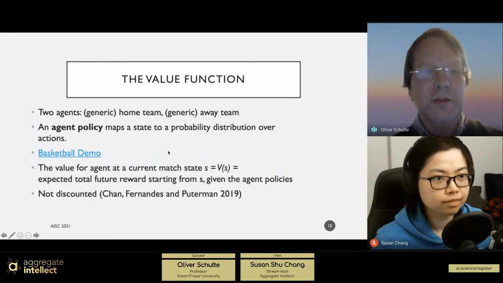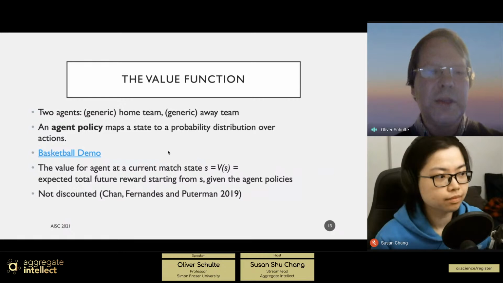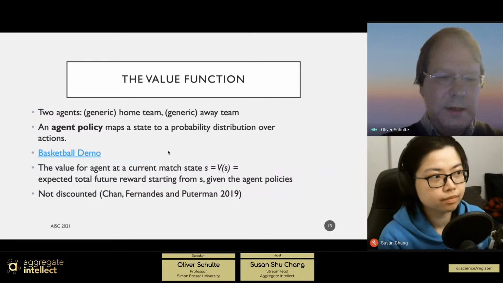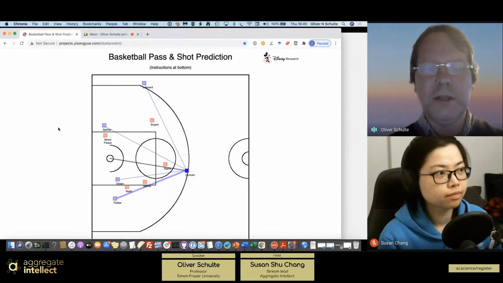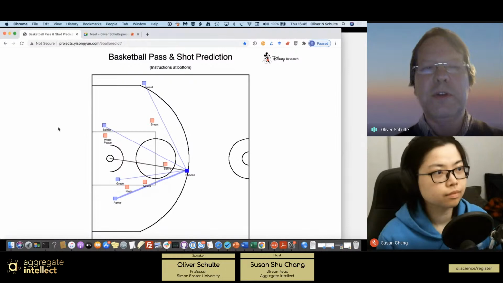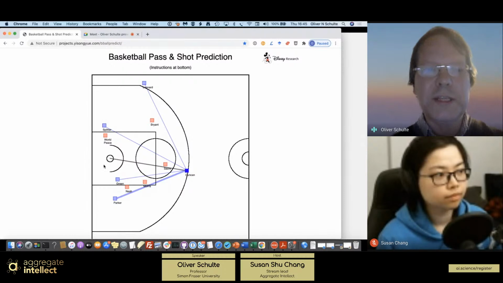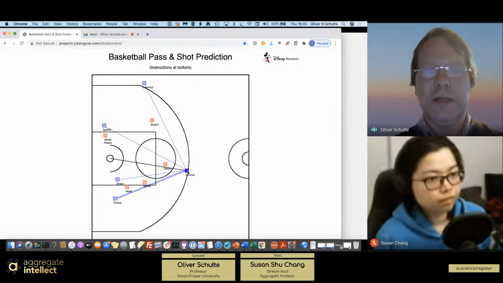The expected success depends on the behavior of the agents, which we can model as an agent policy. So let me see if I can switch. I have a demo that I think makes this concept of a policy quite vivid. In general, a policy takes as input a state and gives you a distribution over actions. Disney Research built this interactive demo for basketball. So you're seeing a match state, which is to say you're seeing where all the players are, and you see that Duncan here is the ball holder.